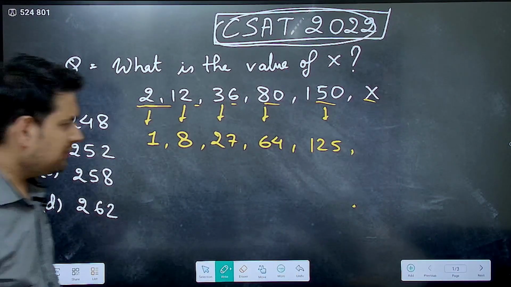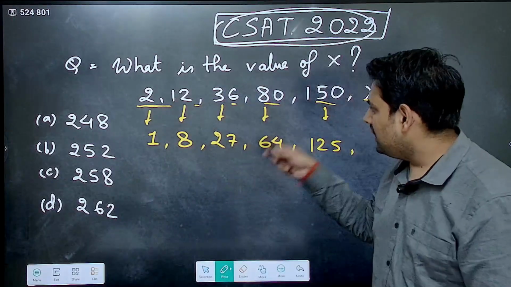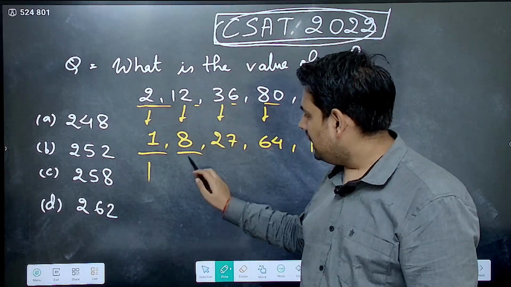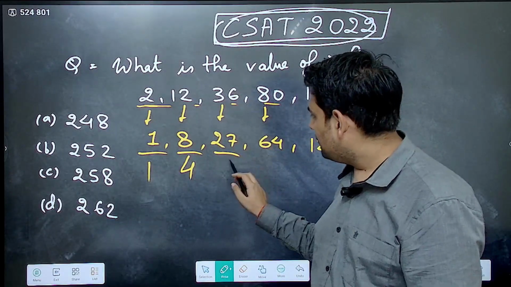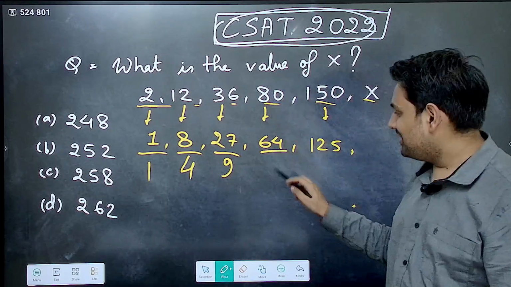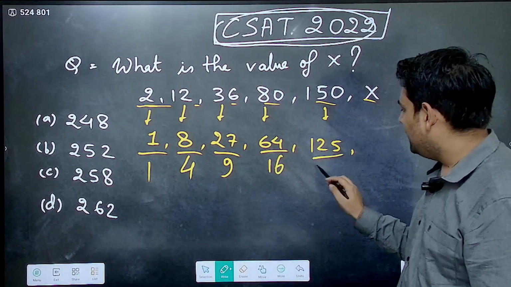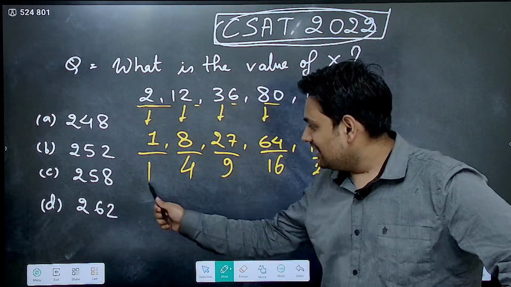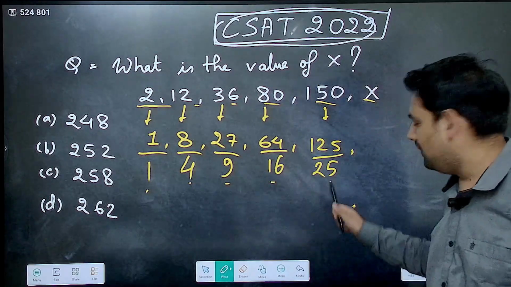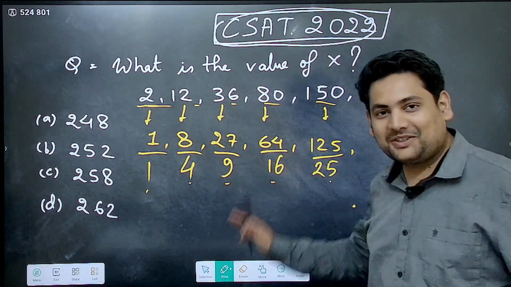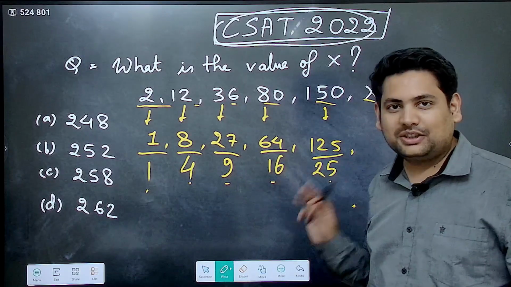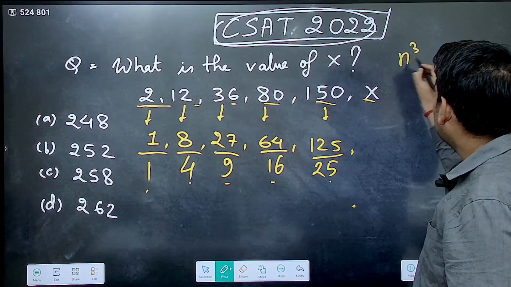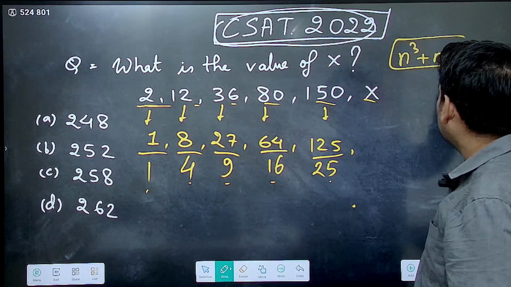Now, if you observe it carefully, what is the difference between these numbers? The difference between 2 and 1 is 1, 12 and 8 is 4, 36 and 27 is 9, 80 and 64 is 16, 150 and 125 is 25. Now can you see the pattern in their difference? These are 1 square, 2 square, 3 square, 4 square, 5 square. Of course, just looking at it without much experience, it's difficult to guess. So actually the common term is n cube plus n square in this series.